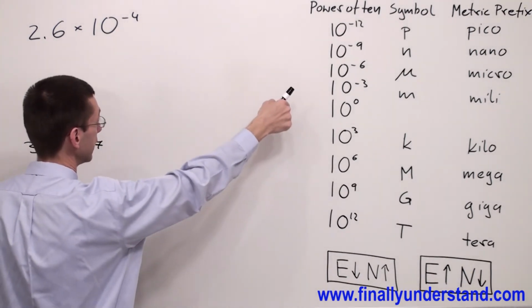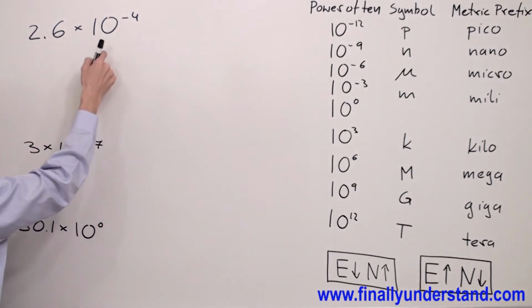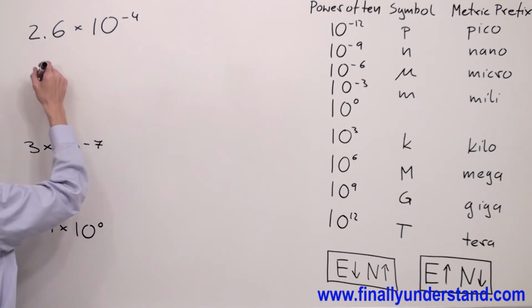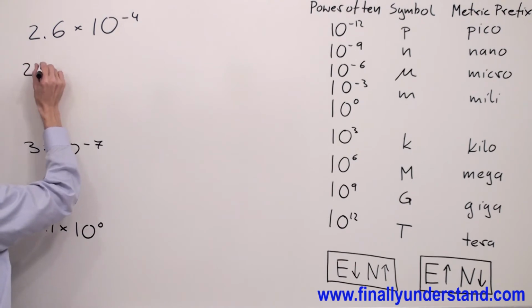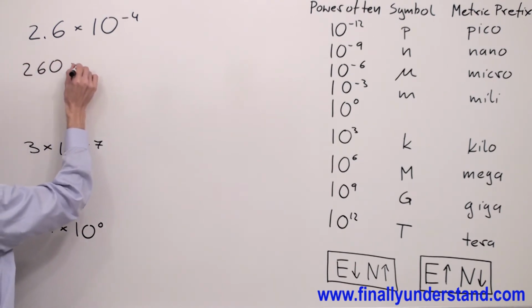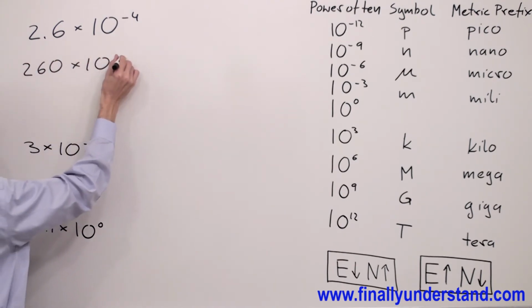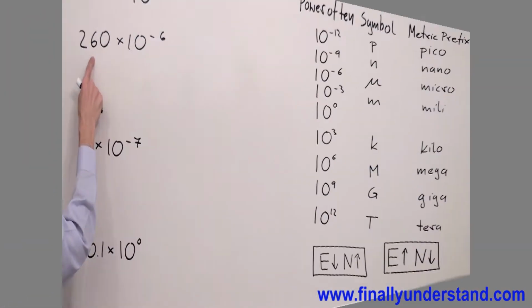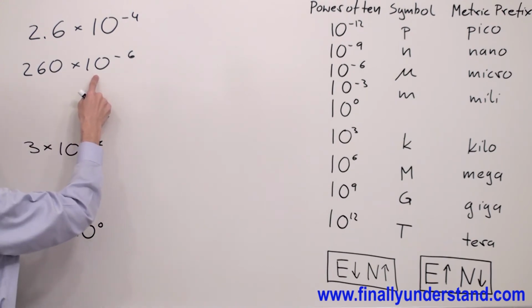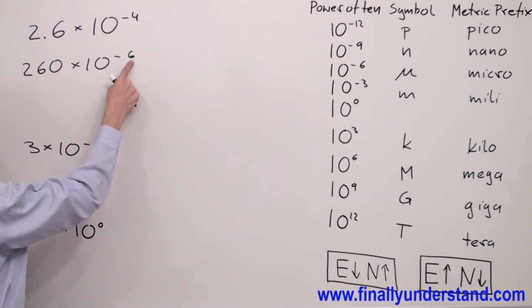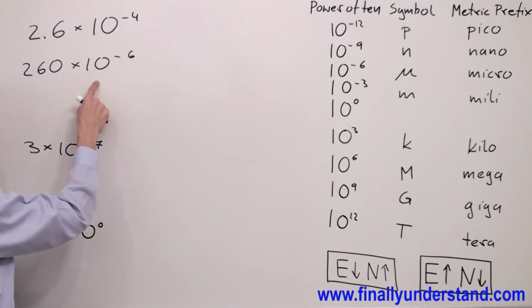I have -6. So in order to get -6 over here, I'm supposed to move my decimal point twice. That's why I'm going to have 260 times 10 to -6. 260 is a number between 1 and 999. I got a power of 10 which has an exponent that is a multiple of 3. That's why this is the solution to my problem.